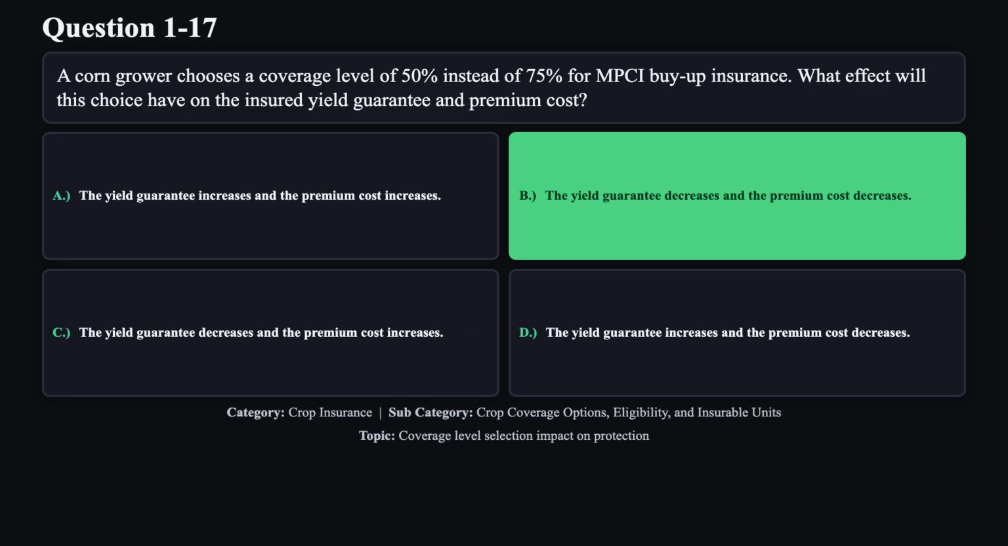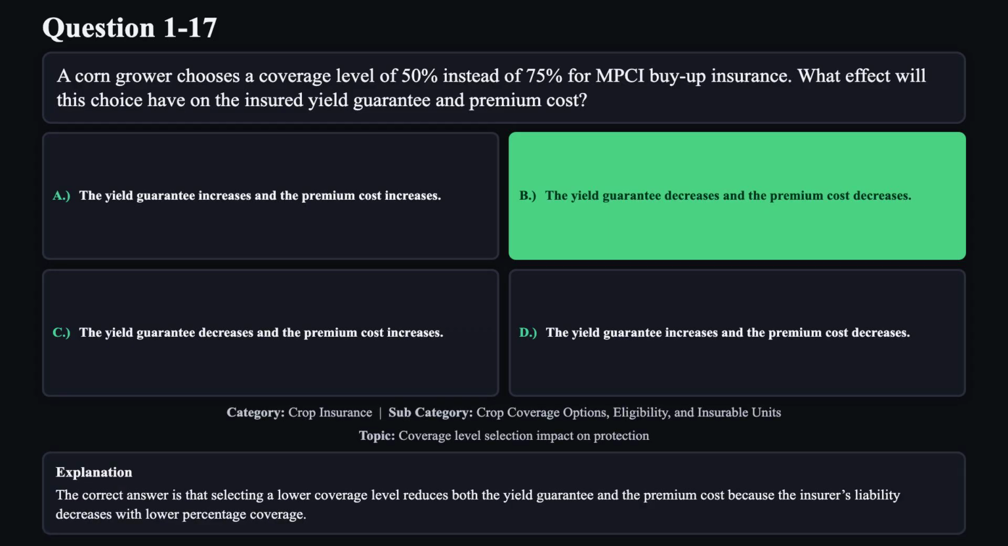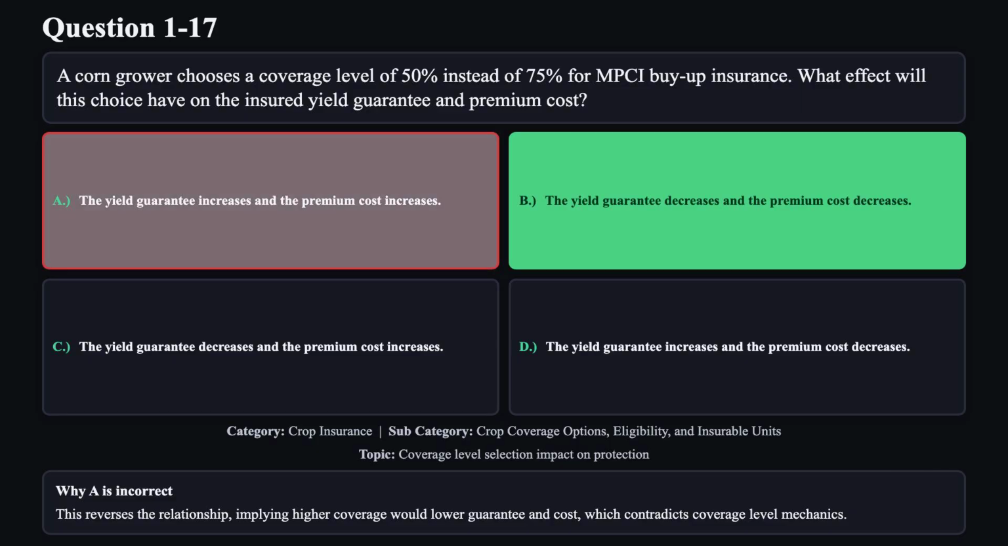The correct answer is B. The correct answer is that selecting a lower coverage level reduces both the yield guarantee and the premium cost because the insurer's liability decreases with lower percentage coverage. Reason A is not correct. This reverses the relationship, implying higher coverage with lower guarantee and cost, which contradicts coverage level mechanics.